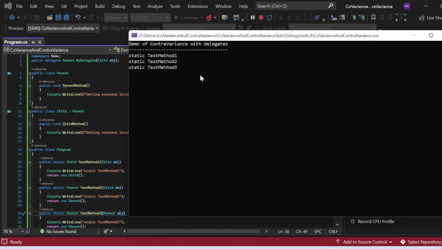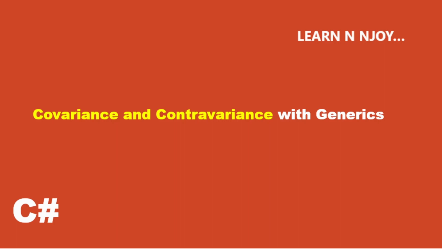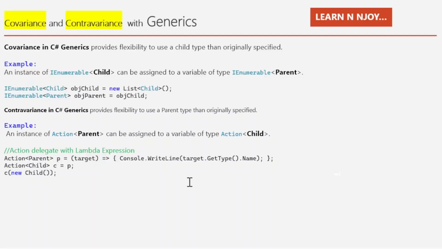Now let's move to understand the covariance and contravariance concept with generics. So here we are trying to understand covariance and contravariance with generics. Covariance in C# generics provides flexibility to use a child type rather than the originally specified one. Let's try to understand with the help of the example shown here. An instance of IEnumerable<Child> can be assigned to a variable of type IEnumerable<Parent>, and that's what I have written: IEnumerable<Child> objChild = new List<Child>; IEnumerable<Parent> objParent = objChild. So that's how covariance happens in C# generics.